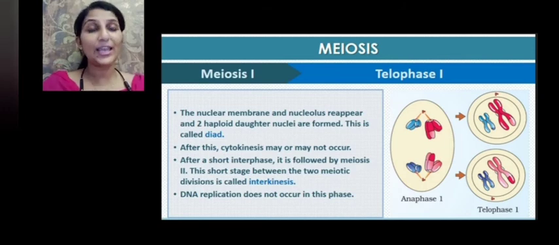And the stage between two consecutive meioses, that is meiosis 1 and meiosis 2, is called interkinesis. And DNA replication does not occur during this interkinesis. DNA replication had occurred only in the first interphase, which is occurring before the prophase 1.